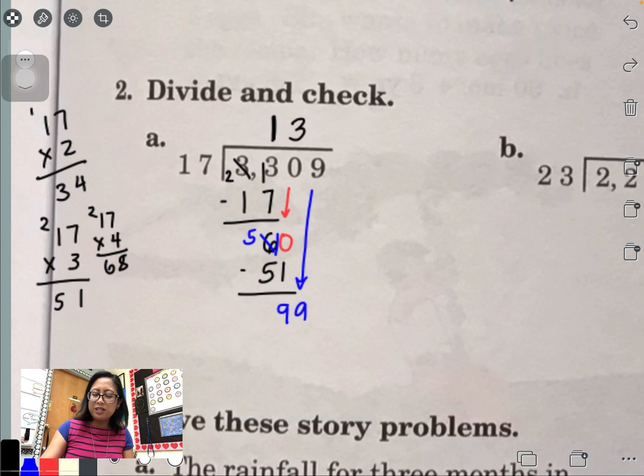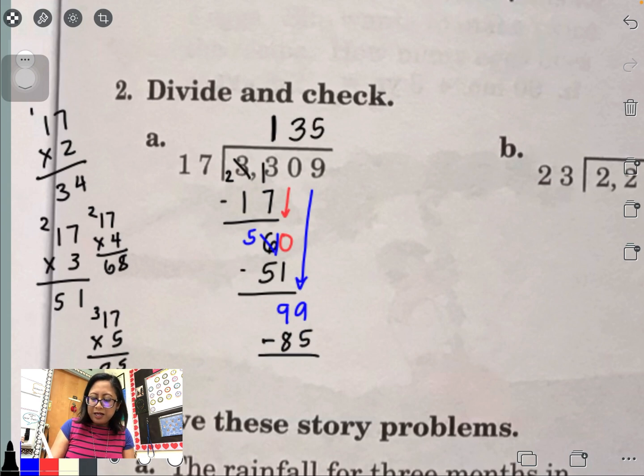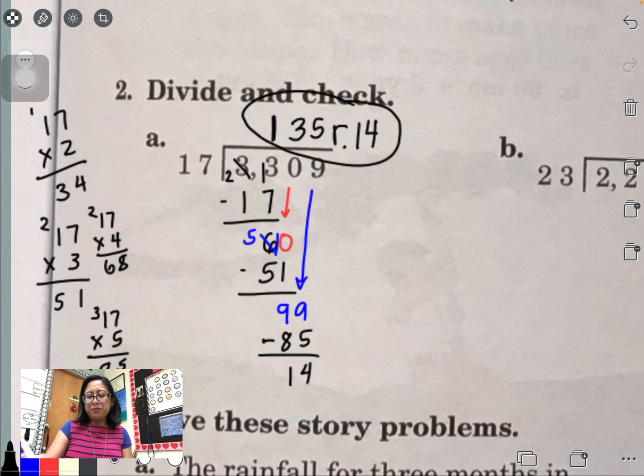Let's do one more. Let's try 17 times 5. 7 times 5. 7, 14, 21, 28, and 35. 1 times 5 is 5, plus 3 is 8. We can try that. I don't want to go any further. So let's try 5. 5 times 17 is 85. 9 take away 5 is 4. 9 take away 8 is 1. That's fine. My remainder is smaller than my divisor. So remainder 14. Boom. Okay, you're welcome.